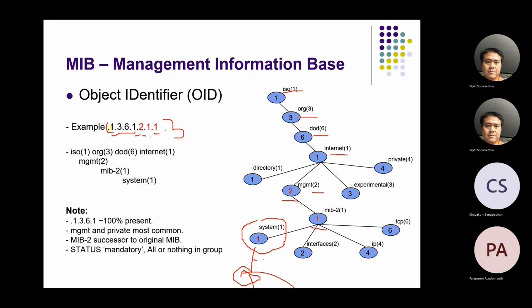So now if I want to get the system uptime, what object ID do I have to send? I have to say read object ID .1.3.6.1.2.1.1.3, it needs the number. Now I can get the system uptime. Very simple.